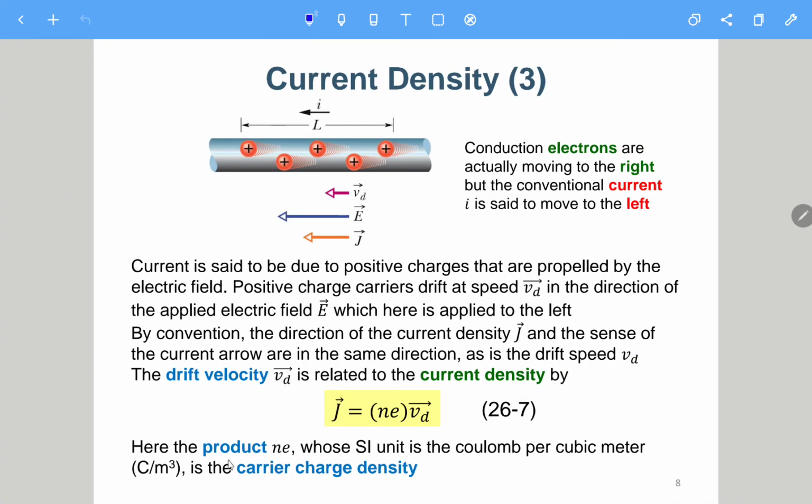Okay, so the carrier charge density is n, and the product ne is the charge density, in coulombs per cubic meter. Vd is the drift velocity, as I mentioned before.